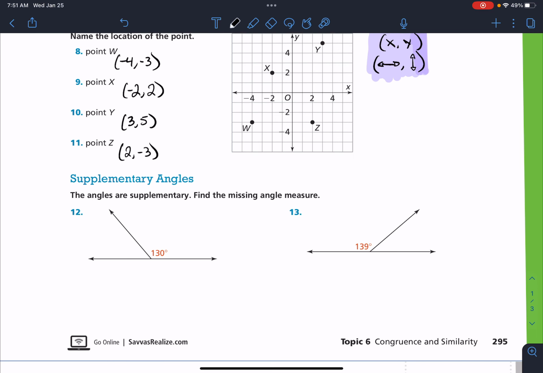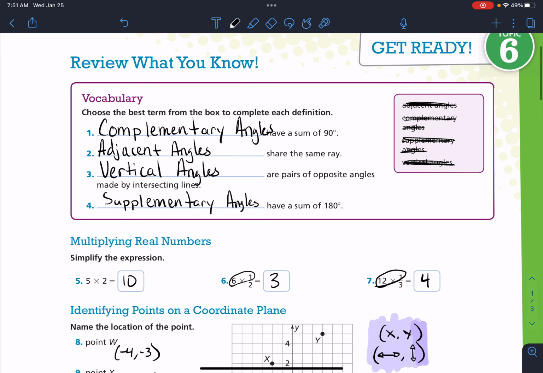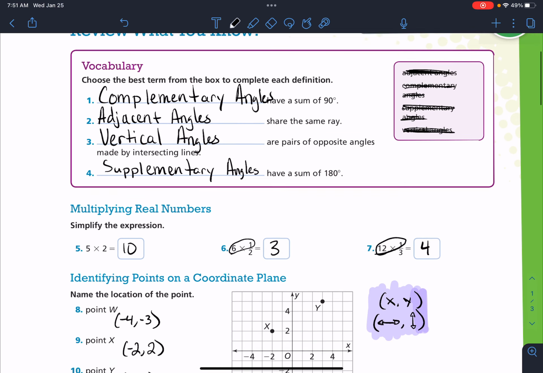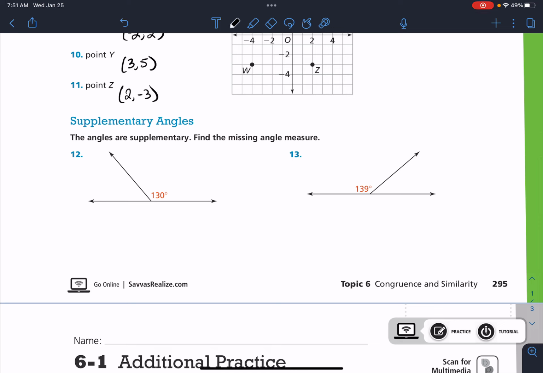Supplementary angles. The angles are supplementary. Find the missing angle measurement. So supplementary, if you recall, we come back up here to our vocabulary. It says supplementary angles have a sum of 180 degrees. So that means that this total angle here has to be 180. So if I already have 130 of it, I need to find this missing piece right here. If I know the total is 180, couldn't I just take away 130 from that and then I know the missing angle? Because I don't know what this is. So you take the total amount, you subtract what you know, and that's going to give you your missing piece. And that turns out to be 50. So this is 50 degrees.